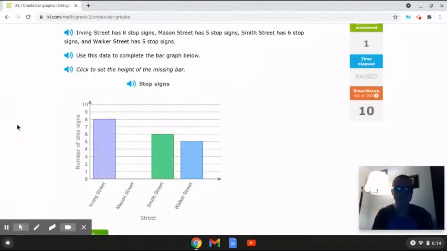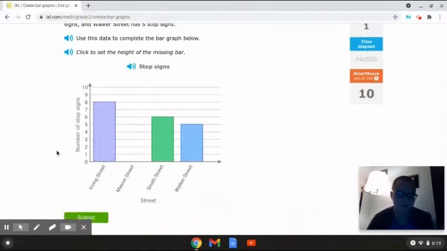All right, so this first problem reads, Irving Street has 8 stop signs, Mason Street has 5 stop signs, Smith Street has 6 stop signs, and Walker Street has 5 stop signs. Use this data to complete the bar graph below. Click to set the height of the missing bar. Okay, so what this bar graph is showing is the different stop signs. And if we look, the x-axis is showing the different streets, and the y-axis is showing the number of stop signs. And if we look, Irving Street, Smith Street, and Walker Street are already filled in for us, and we need to figure out Mason Street.